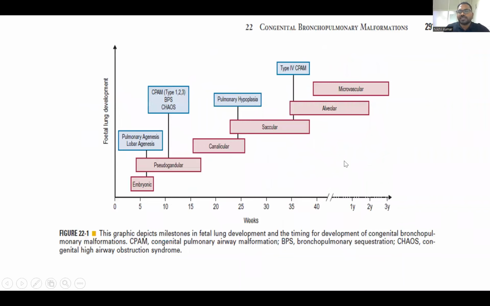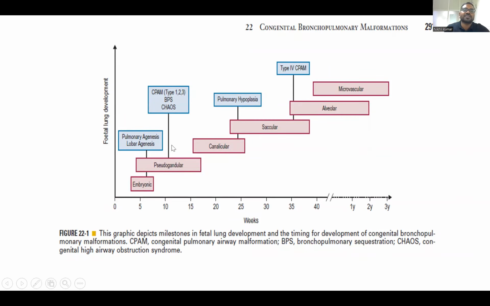So after the embryology of the lung and the different stages, different phases, we can see in this diagram what the different stages are and what different congenital anomalies can develop in the different phases. So we can see from here that in the embryonic phase, pulmonary agenesis and lobar agenesis can occur.